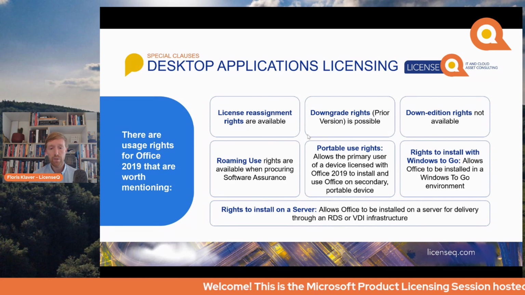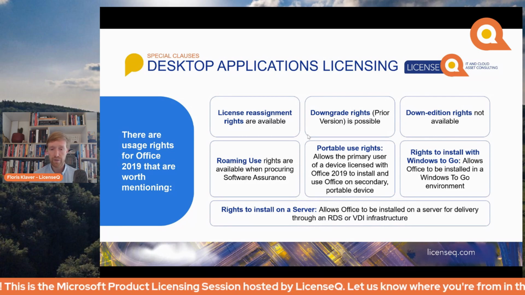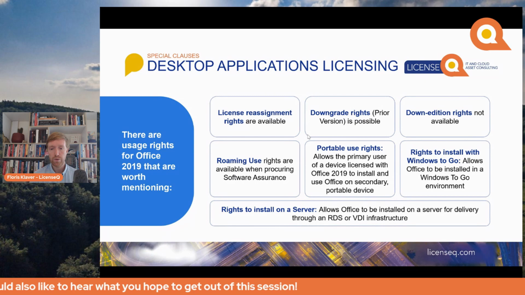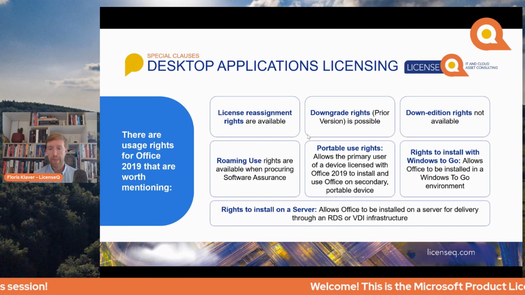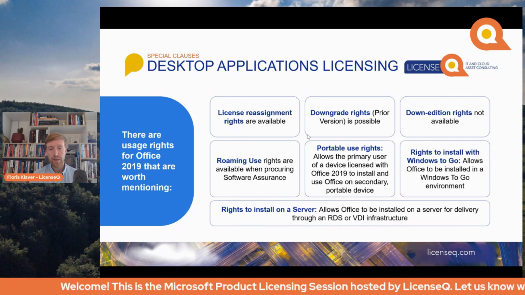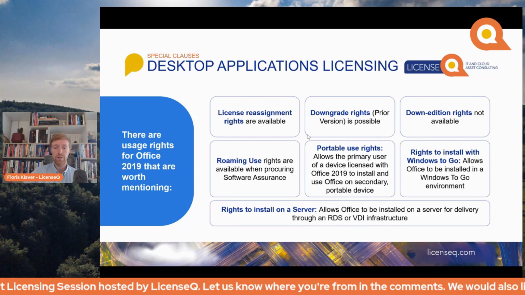Roaming use rights are available when you have Software Assurance. So if you're using Office Pro Plus in a server environment, you need Software Assurance, and this is called roaming use, basically. You have portable use rights. It allows you, as a primary user of a licensed device, with Office 2019 to install and use Office on a secondary portable device, and you have the rights to install with Windows To Go. So that means you can install it with a USB stick. Finally, right to install on a server, as stated on the previous slide, allows Office to be installed on a server, for instance, delivery through an RDS or VDI infrastructure.